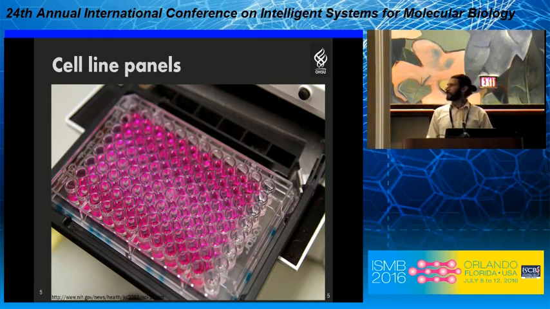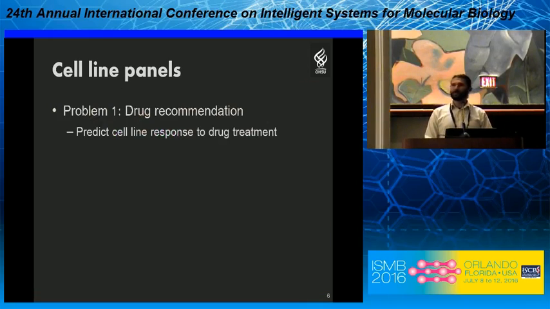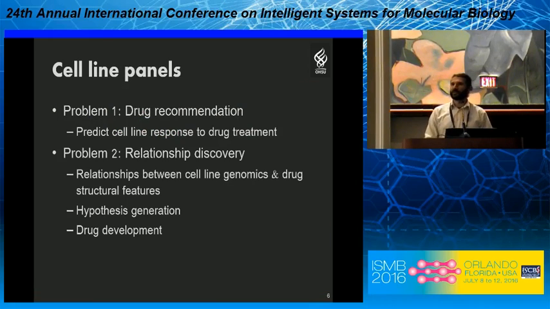One way of doing that is to, instead of treating the patient, treat cell lines with different drugs at different doses in these large-scale cell line panels, and then measure the response of the cell line in the presence of the drug at that dose, and try to make connections there between the cell line genomics and the drug. So the idea here is we want to do drug recommendation based on some of this data, and also discover relationships given the data.